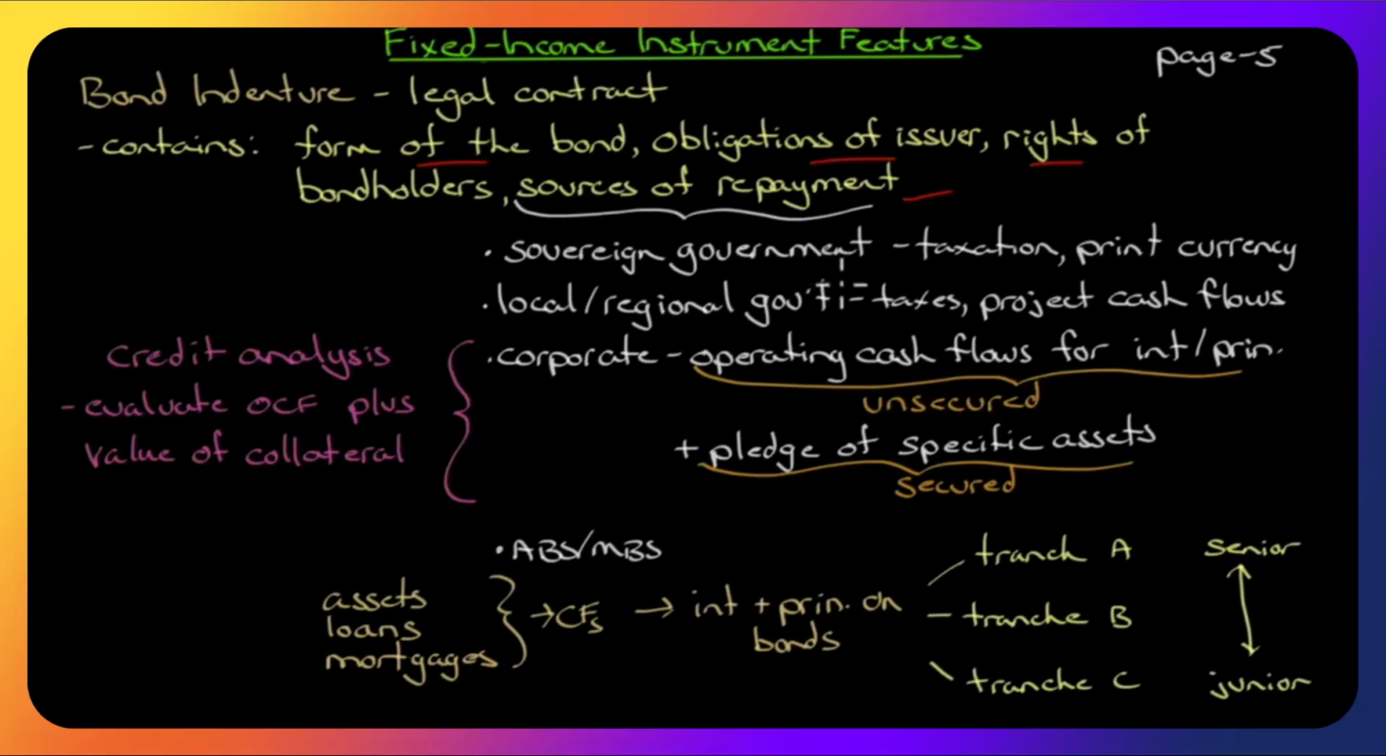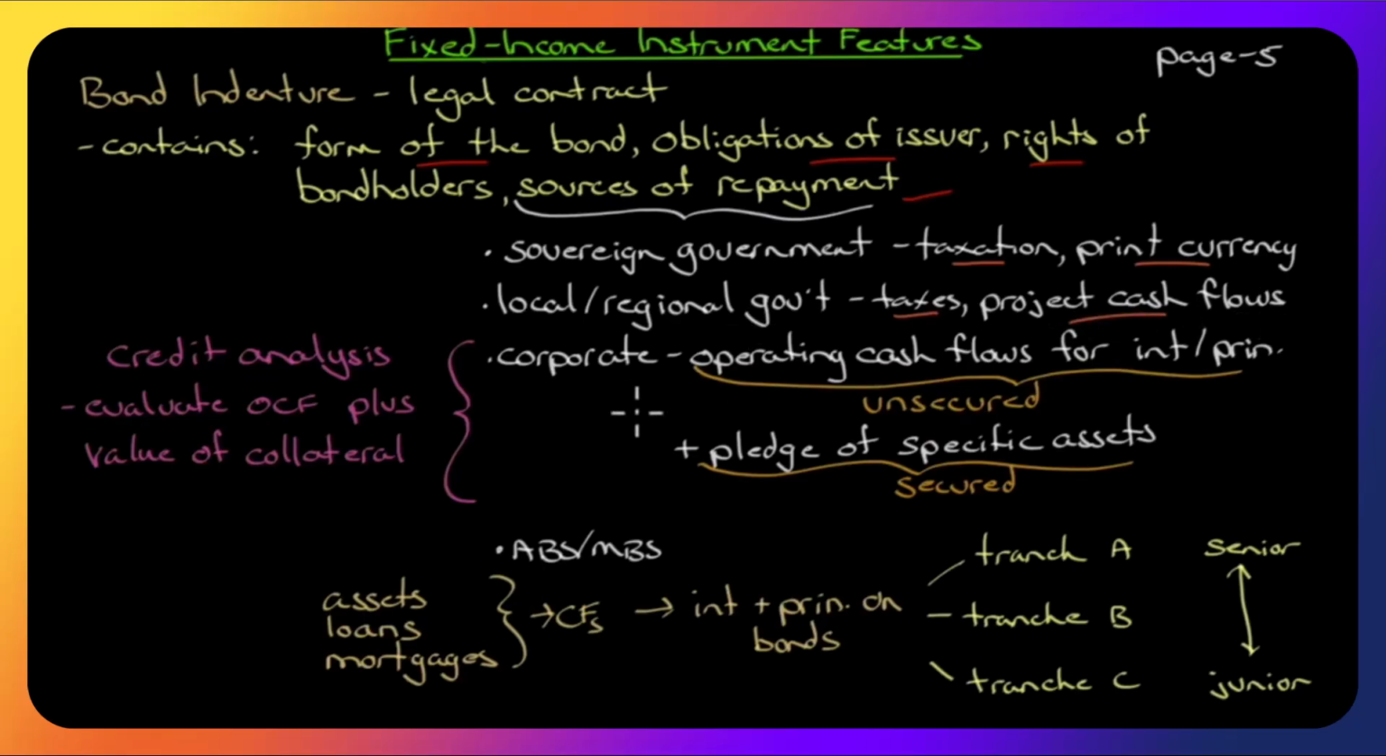For sovereign government, it's quite straightforward. Sources of repayment are usually through taxation or, at worst, printing of the currency. For local and regional governments, they do have taxation. They can't print currencies, but at the local and regional level, a lot of the bonds are issued for specific projects, so there are project cash flows.